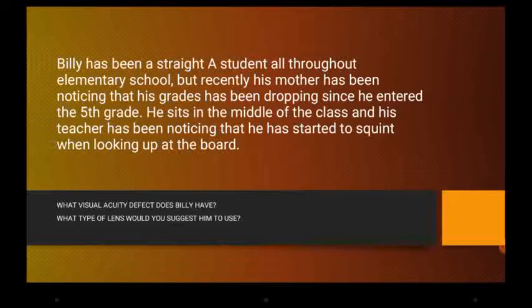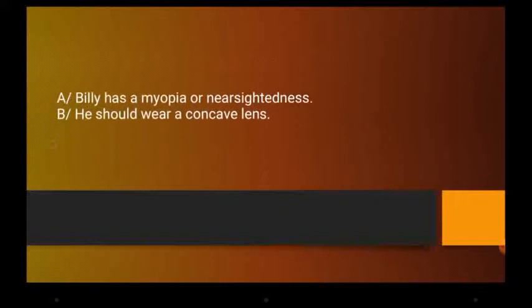The answer: he should wear a concave lens. Why? Because a concave lens diverges light entering the eyes so that the same light now focuses the image properly where? On the retina. Yes, he should wear a concave lens.